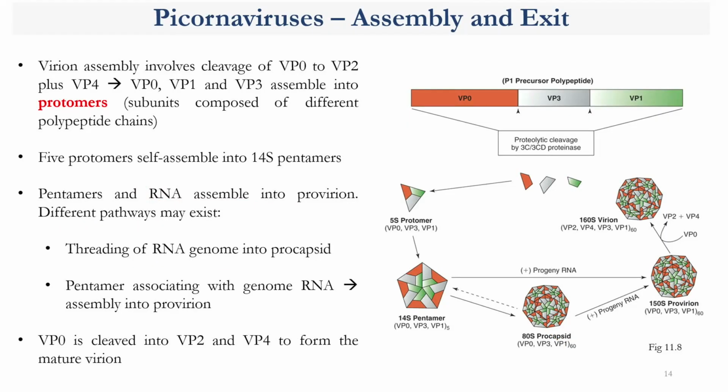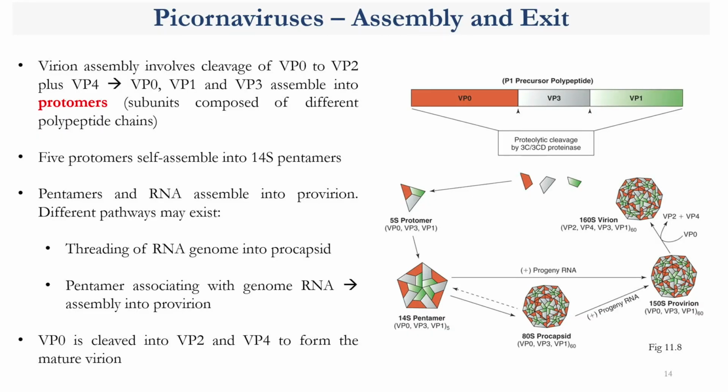That's one possible mechanism. The other one is that the pentamer associates with the genomic RNA. So it's actually attached to the genomic RNA. And once it's there, it's going to assemble into a provirion, okay? Again, remember, this is a provirion. What that means is it needs to be further processed to actually make the mature virion.